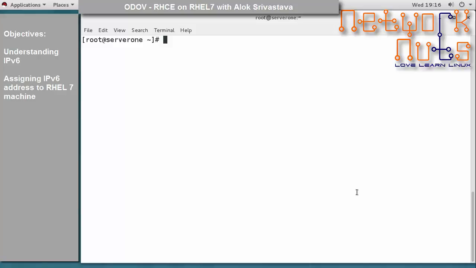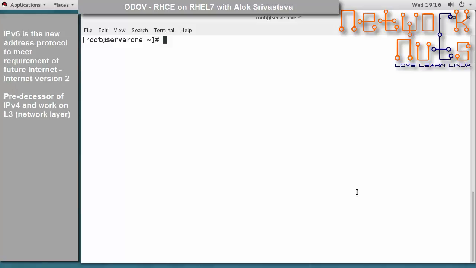Before we jump onto assigning the IPs, we need to understand what is IPv6, why we need it, and what are the features, and then we will proceed further. So IPv6 is the new protocol to meet the requirement of the future internet, or we call it internet version 2. Yes, you have heard it right, even the internet has got versions. IPv6 is actually designed to meet the requirement for internet version 2.